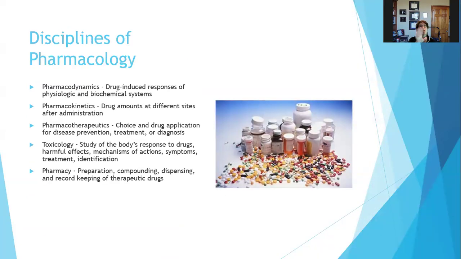Pharmacology includes a lot of disciplines. Pharmacodynamics is examining the drug-induced responses of physiologic and biochemical systems. So what is the response that the drug causes? Pharmacokinetics is how the drug moves through the body and where it accumulates in the body after administration of the drug. So kinetics, it's like how it's moving through the body. Pharmacotherapeutics is how do you choose the right drug for disease prevention, treatment, or diagnosis?